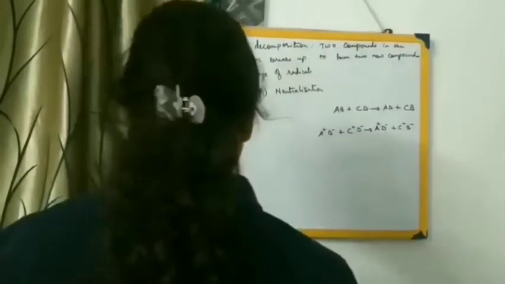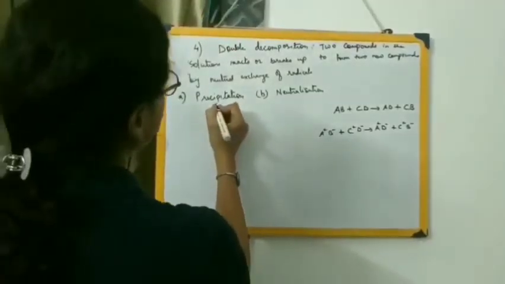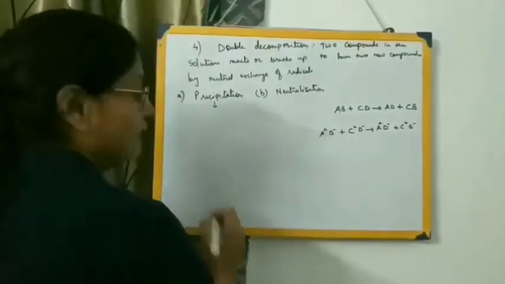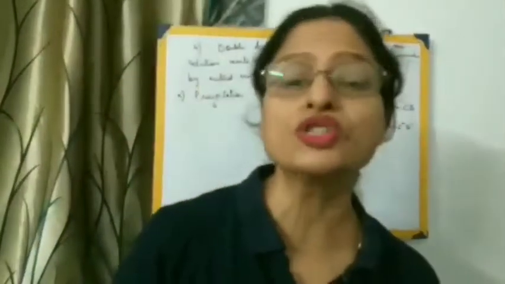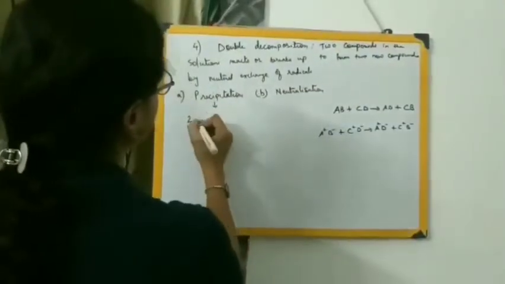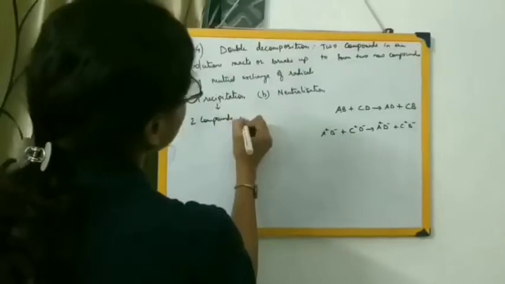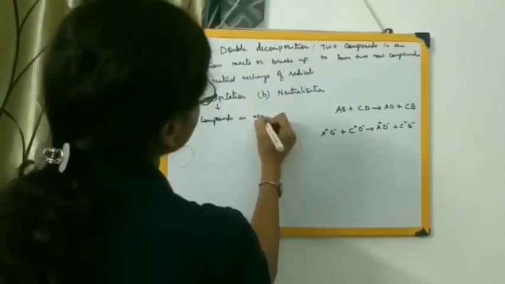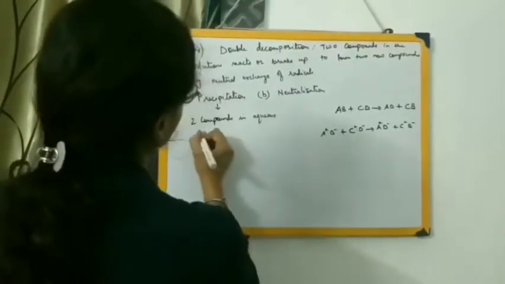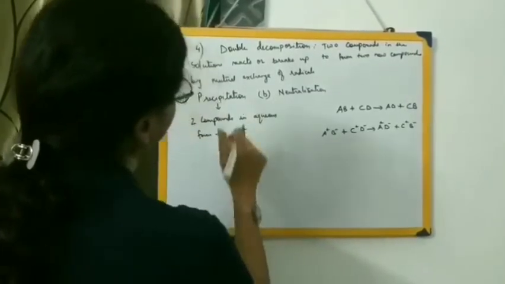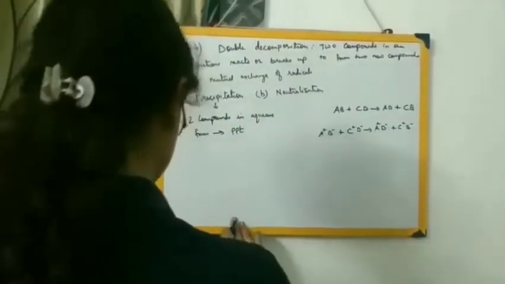So what can we say about the precipitation reaction? Two compounds in the solution form react. Two compounds in the aqueous form will react to form an insoluble compound, that is, they give rise to a precipitate. Such a type of reaction we call a precipitation reaction.